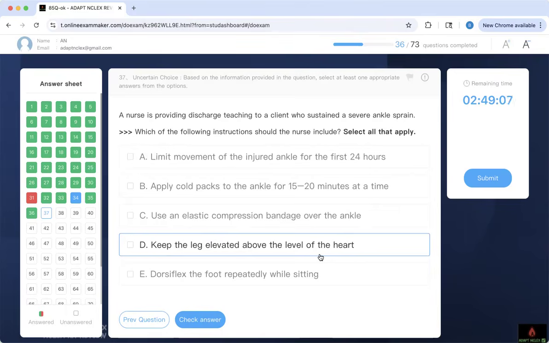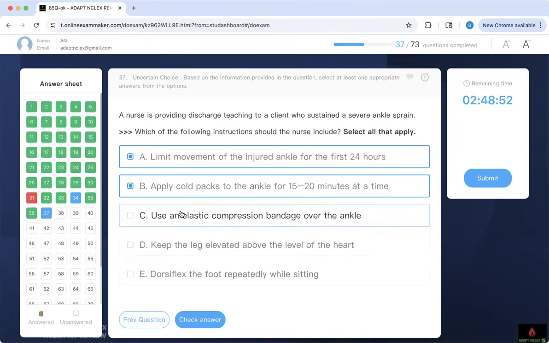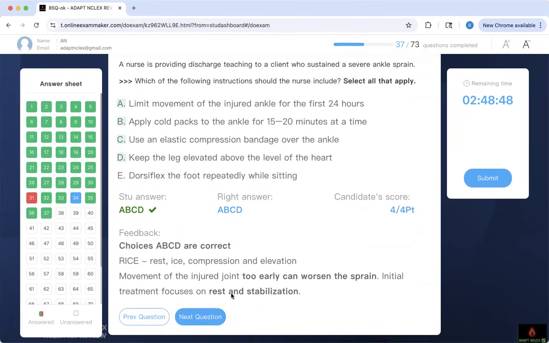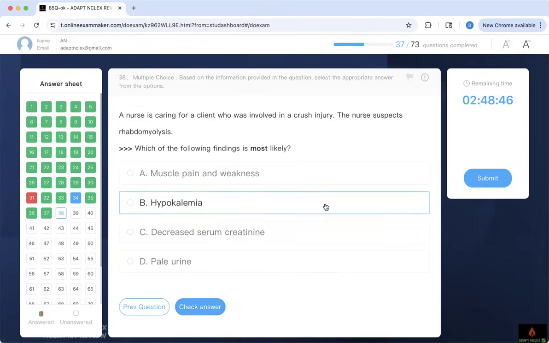Ice. What do you think? Use an elastic compression bandage over the ankle. Compression. Keep the leg elevated above the level of the heart. Elevation. Dorsiflex the foot repeatedly while sitting. You should not do that in the first few hours. Therefore, this is RICE. And that's the key. Rest, ice, compression, elevation.